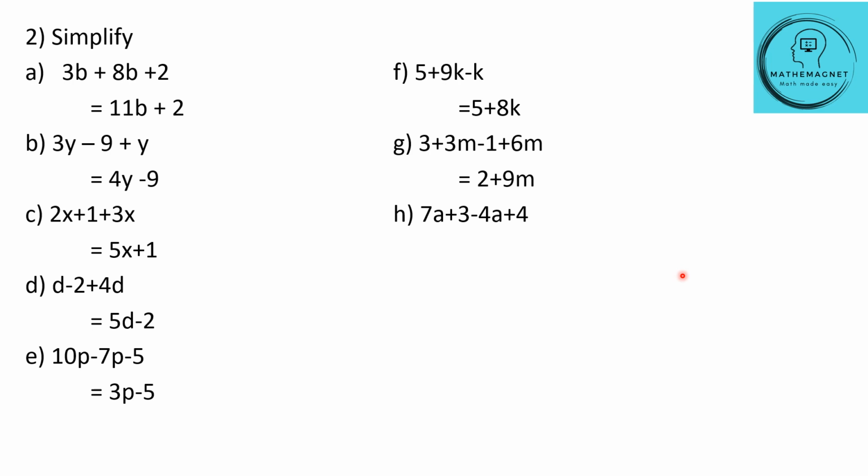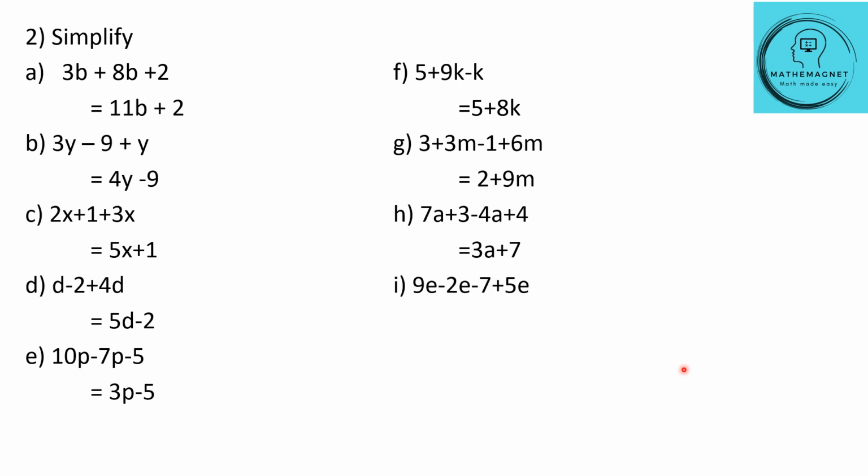The next question H. 7A plus 3 minus 4A plus 4. So let's first work on the variable terms first. 7a minus 4a. So it is 7a minus 4a, which is equal to 3a. Keep that aside. Go to the constant terms, which is plus 3 and plus 4. Always consider the mathematical operations that is right in front of either the constant or the variable. Here it is plus 3 and plus 4, so it is 7. So the answer is 3a plus 7.